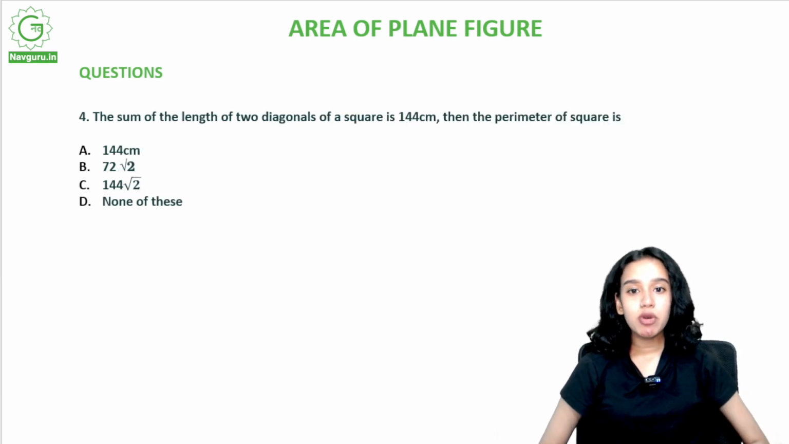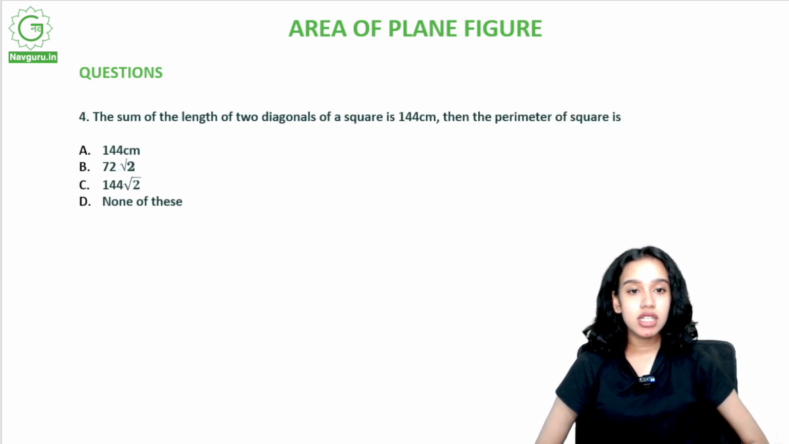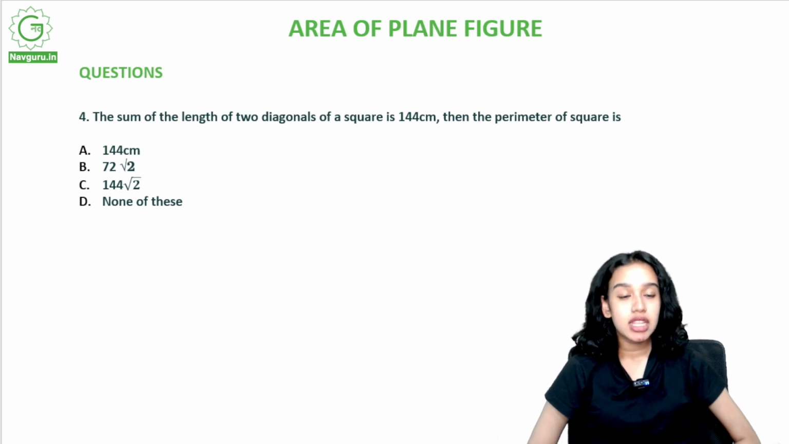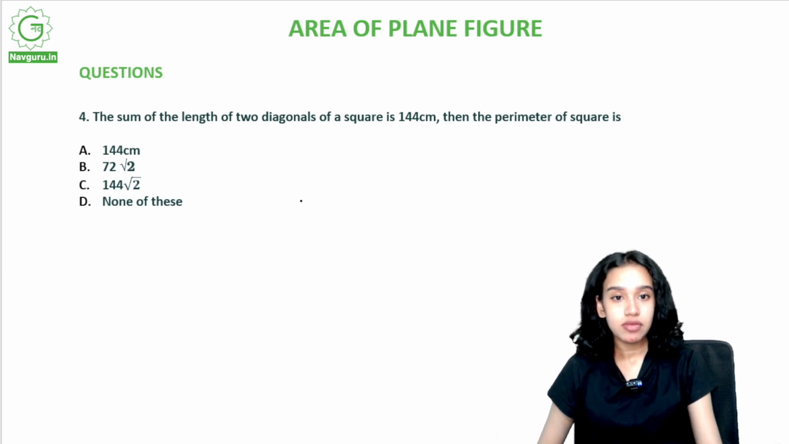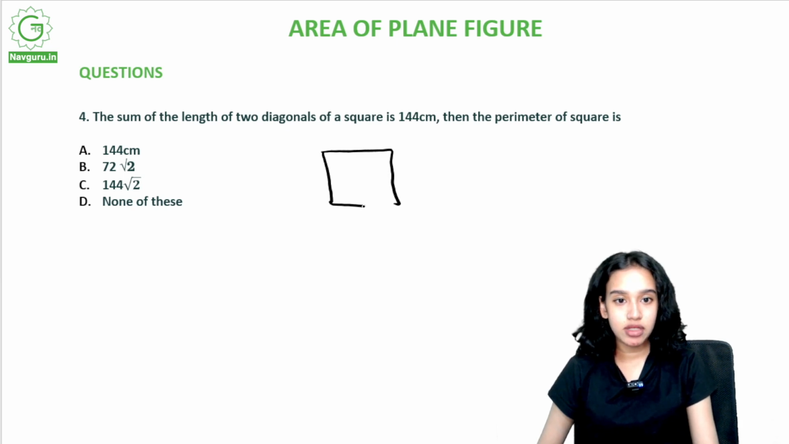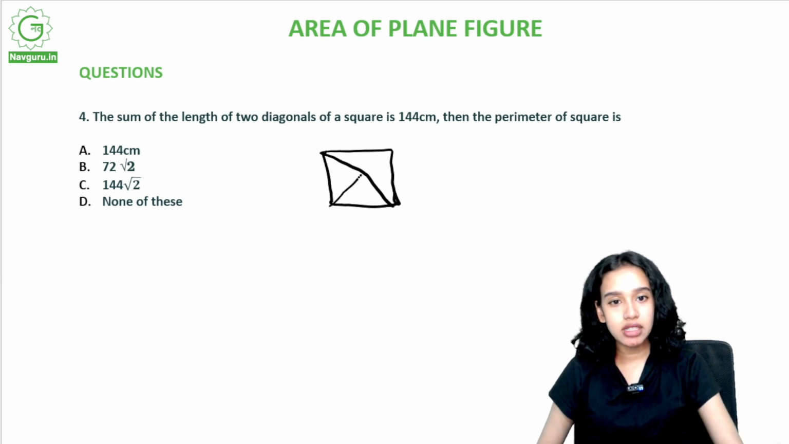Now, the sum of the length of two diagonals of a square is 144 centimeter. The perimeter of the square is. So, we have a square, right? Let's consider this as a square. Now we have two diagonals.